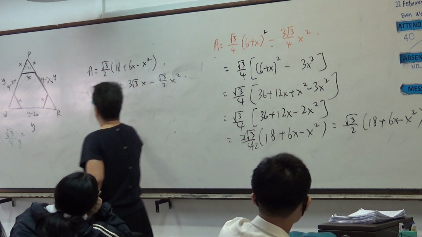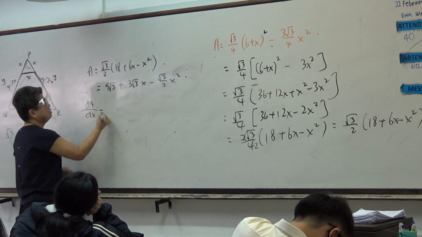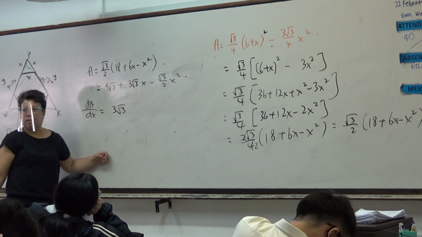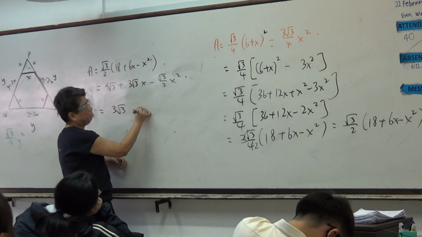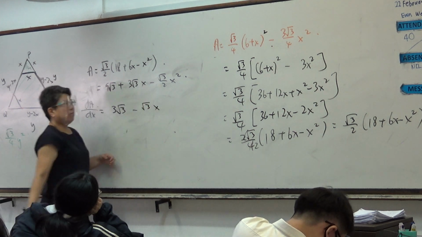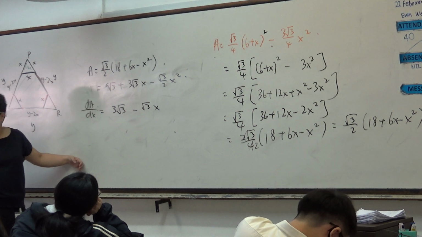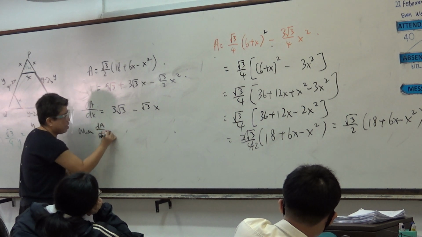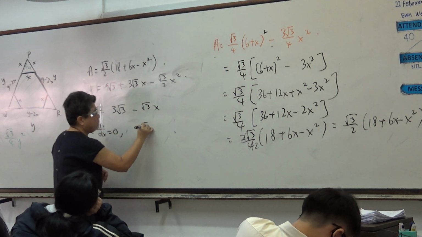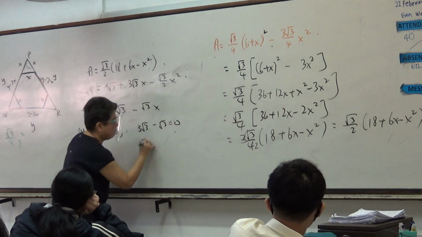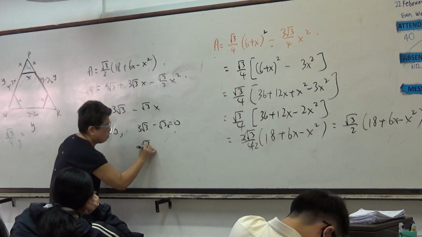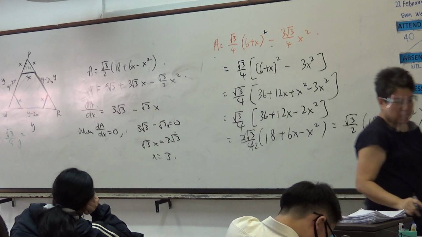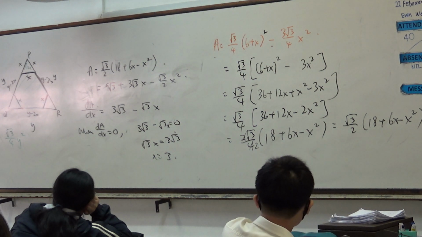Okay, now, first of all, when x is 0, what will this give me? 3 root 3, correct? Yes or no? So, when dA/dx is 0, I will get x equals to 3, right? Can you see I will get x equals to 3?